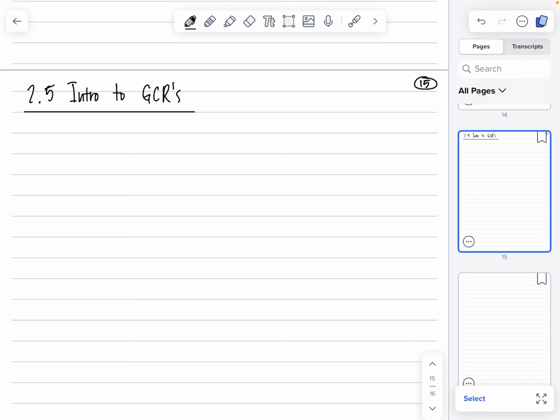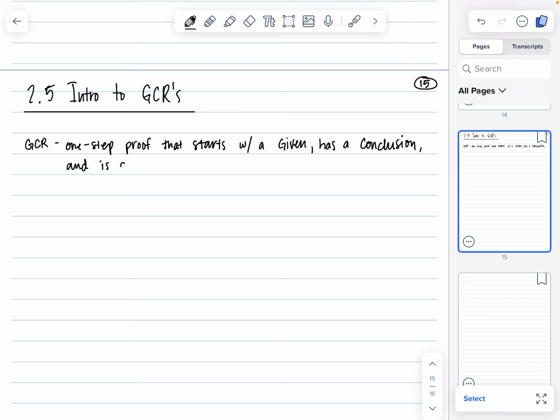It's a one-step proof, actually. And GCR is pretty much just an acronym for given, conclusion, and reason. So, GCR officially is a one-step proof that starts with a given, notice I'm going to put given in capital just to emphasize it, has a conclusion, same thing for conclusion, I'm going to put in capital C, and is supported with a reason.